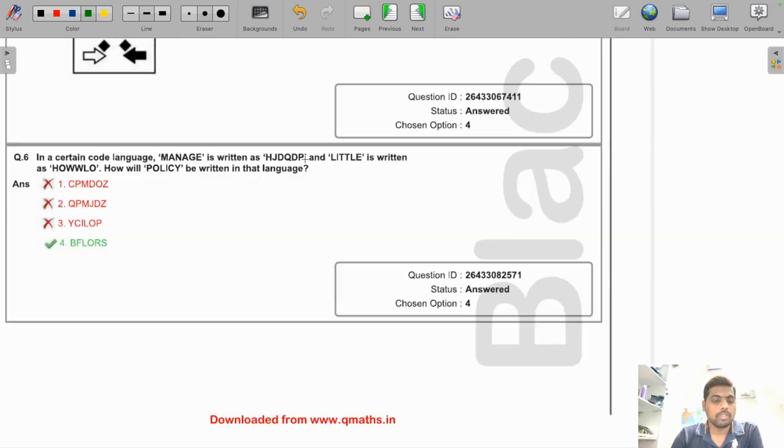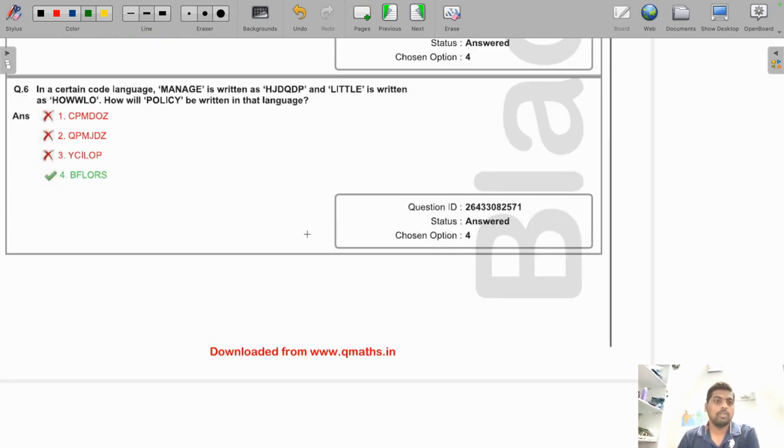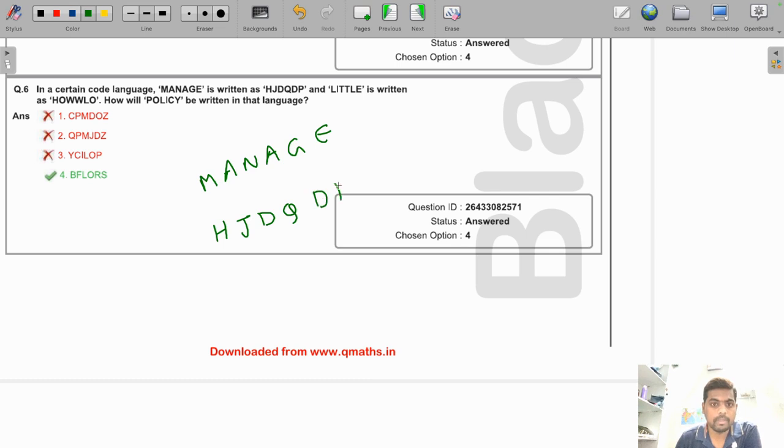Let us see the next question, guys. They are mentioning that in a certain language, manage is written like this. Let me write manage. They have written H J D Q D P. So always try to figure out what the logic is. So for M, what is the number? It will be 13. For A, 1; N, 14; A, 1; G, 7; E, 5.